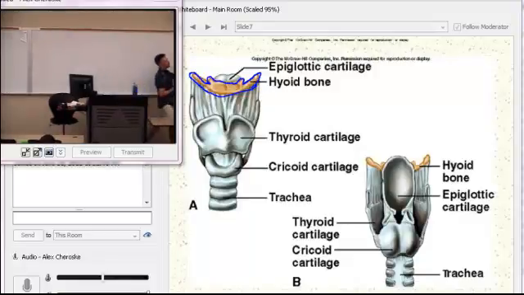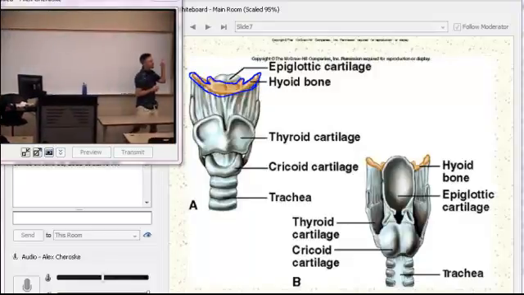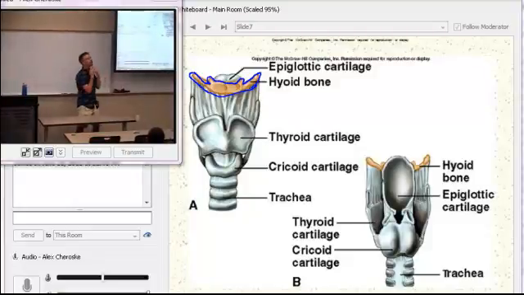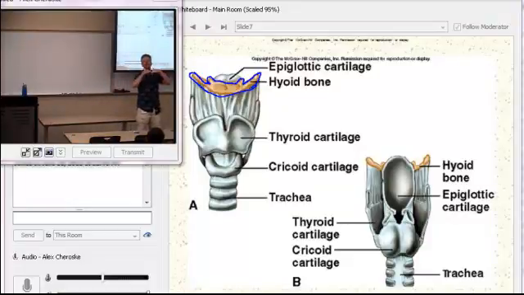But this is the only bone that does not directly articulate or form a joint with another bone. It's way up at the top of here. It's embedded within different types of tendons and things like that. There are muscles of the tongue that come down to it, muscles of the throat that come up to it, and kind of suspend it way up here.